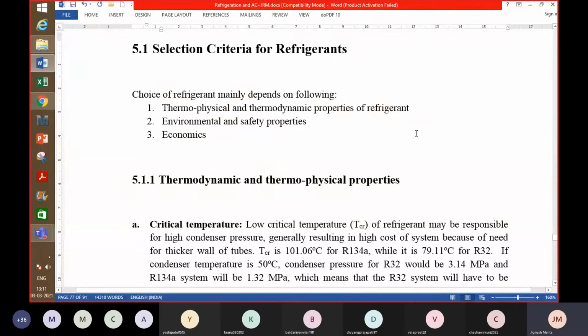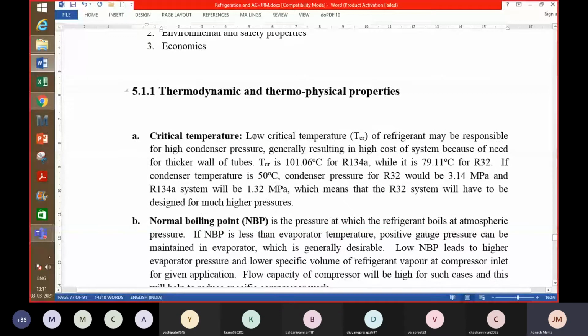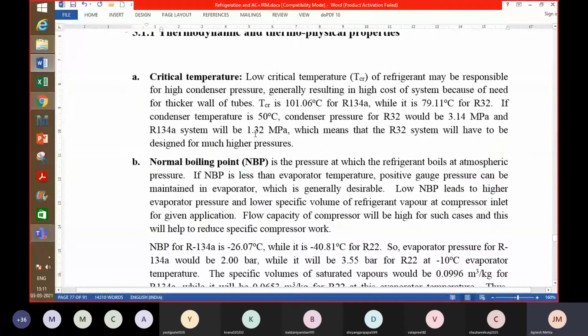Then another one is environmental and safety properties, and the third is economics. So most of the time, finally, it's economics which drives many of the decisions. So let's talk about some thermodynamic and thermophysical properties of refrigerants. One of the very important ones is the critical temperature of the substance, and we talked about this a bit in the previous class also, where we talked about the transcritical cycle for carbon dioxide.